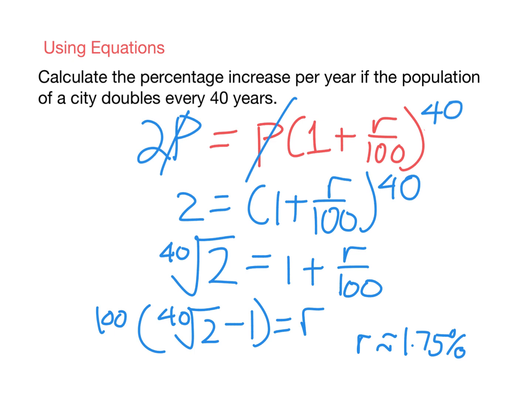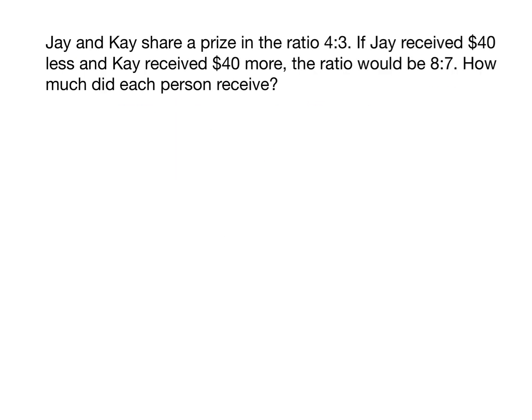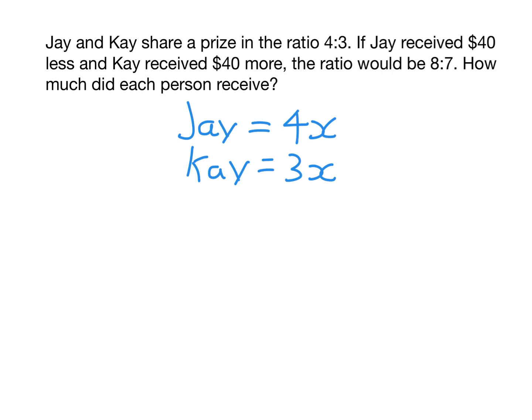All right, let's look at a ratios question. J and K share a prize in the ratio 4:3. If J received $40 less and K received $40 more, the ratio would be 8:7. How much did each person receive? So we're going to let the amount J received be 4x and K be 3x. That's what the ratio 4:3 means. J got 4 parts, K got 3 parts. Here, x is the value of 1 part, and we know the prize was divided into 7 parts.